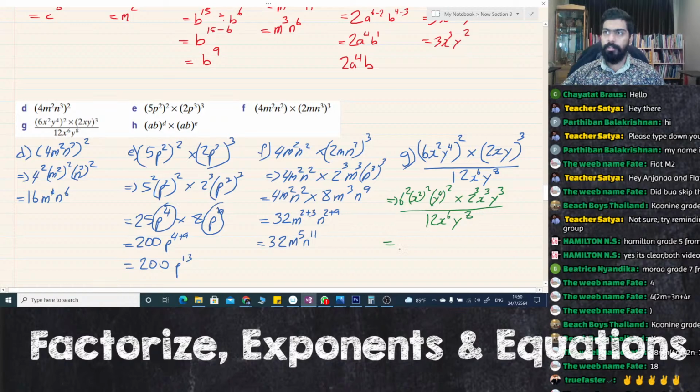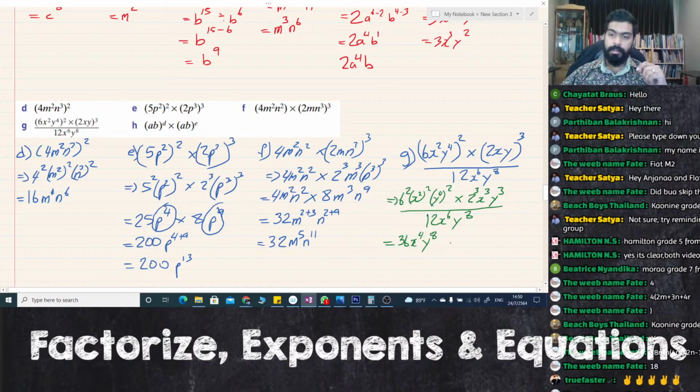Okay. Now the next step, what we're going to do is, let us break the exponent, right? So 36 to the power of 2 is going to give us 36, right? X squared raised to the power of 2 is going to give us x to the power of 4. And y to the power of 4 to the power of 2 is going to give us y to the power of 8. Right, guys?